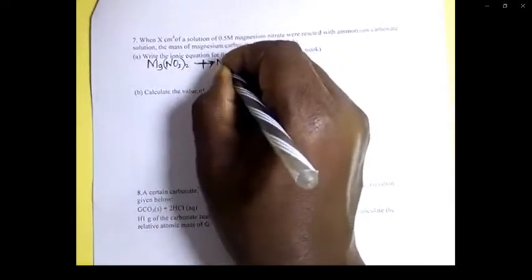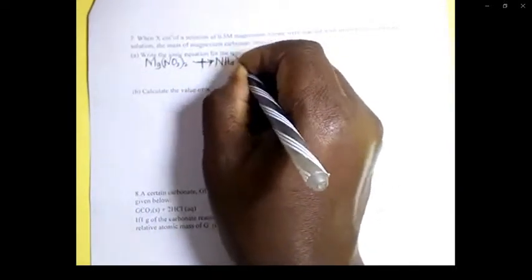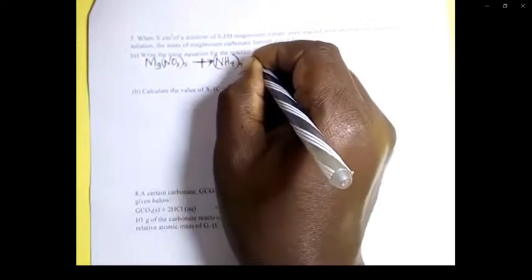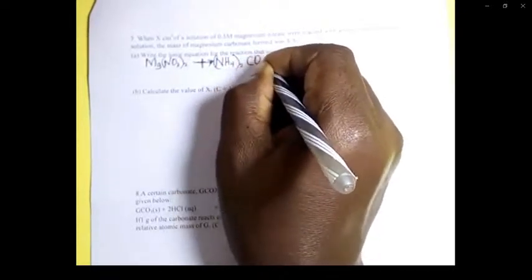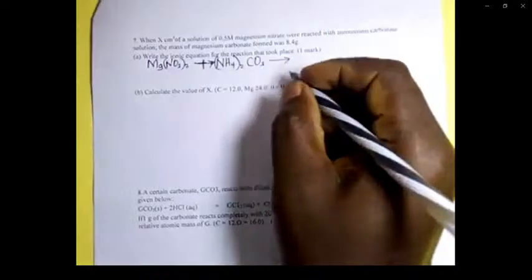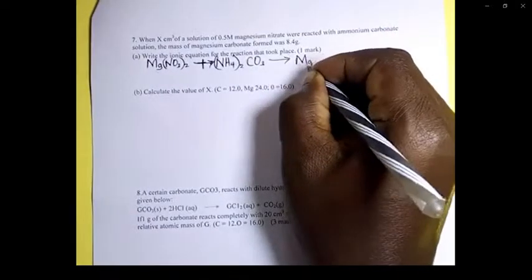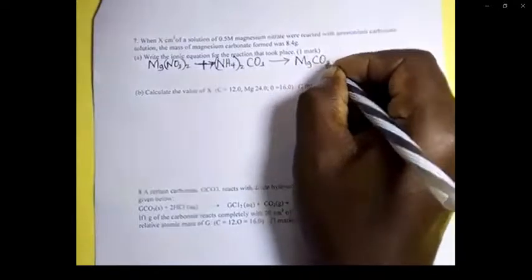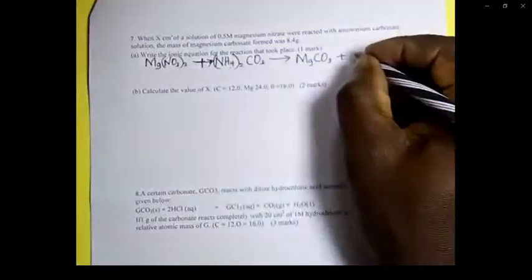equation. So this is magnesium nitrate, which is reacting with ammonium carbonate, which is going to give us magnesium carbonate plus ammonium nitrate.